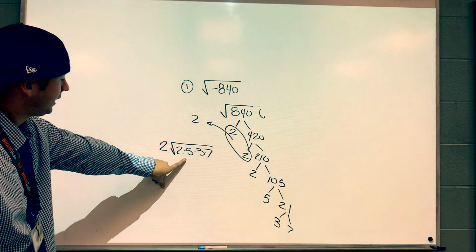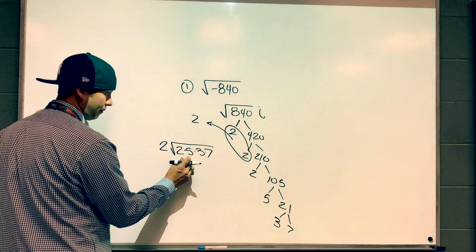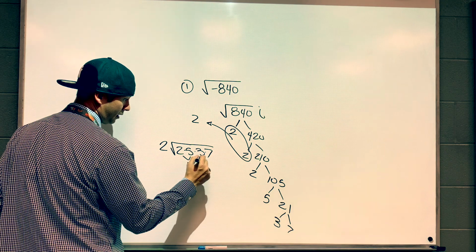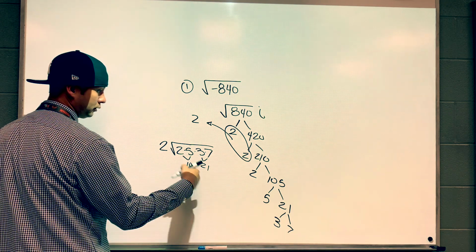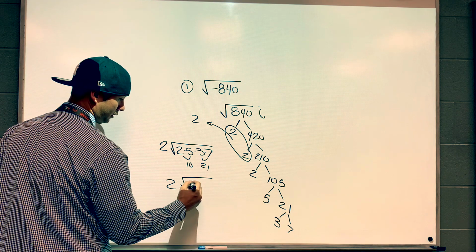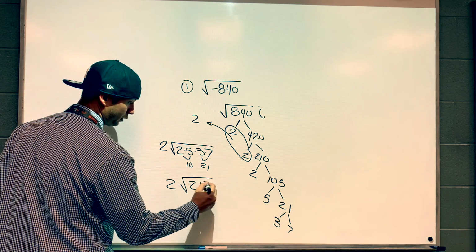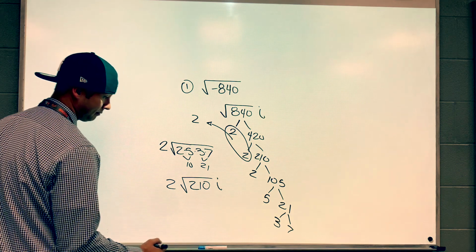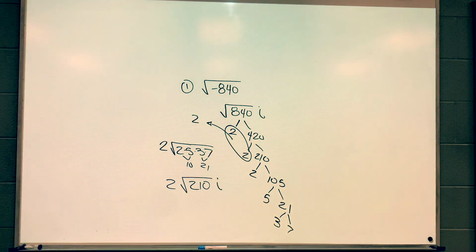All right, 2 times 5 is 10. This is 21, so 210. So 2 square root of 210i. Okay, it's simplified fully. Actually, 1 through 6 are all simplified fully. So number 2.